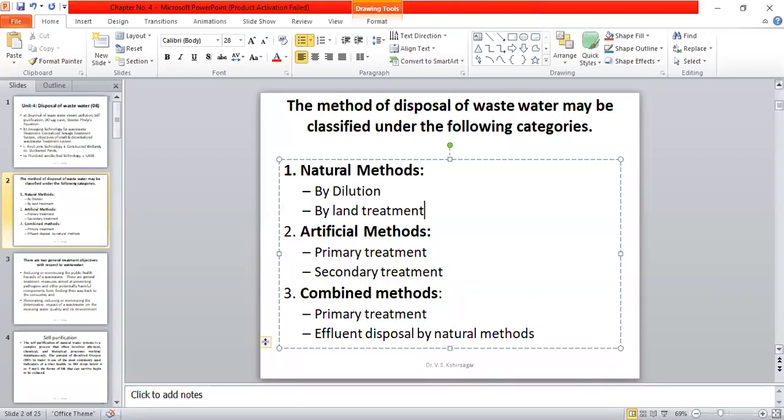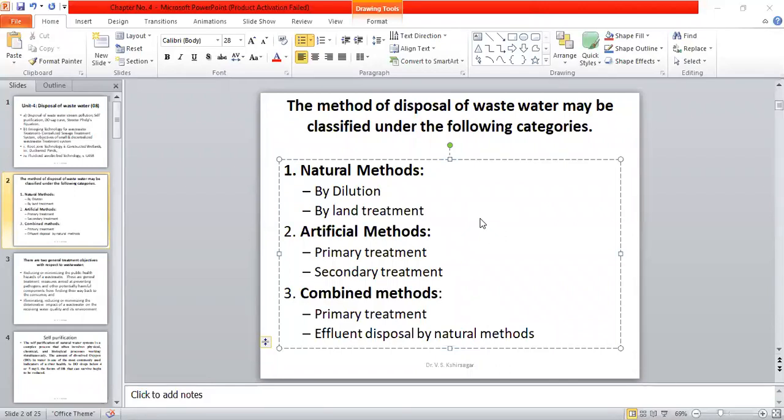So there are 3 ways you can go for the disposal of wastewater. The first one is the natural method. In the natural method, either you can go by dilution or you can go by land treatment process. Actually, this entire chapter, whatever we are going to study in this, is rounding about this point, the dilution method. Still, all other parts you are supposed to listen to. Now the next point, the artificial method. What is the artificial method? Either you can give the primary treatment, or you can go for primary and secondary treatment together, and then you can dispose. Then the combined method: in that case you can go for the primary treatment and then dispose, and effluent disposal by natural method.